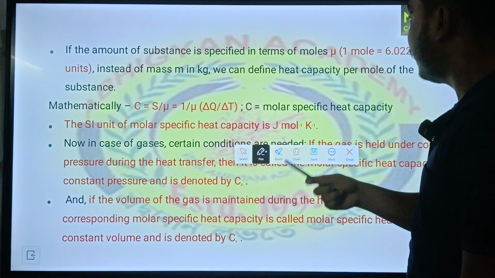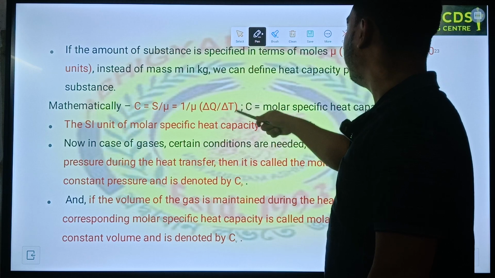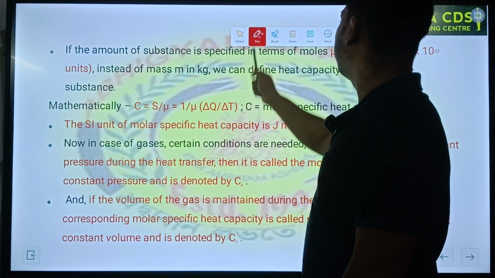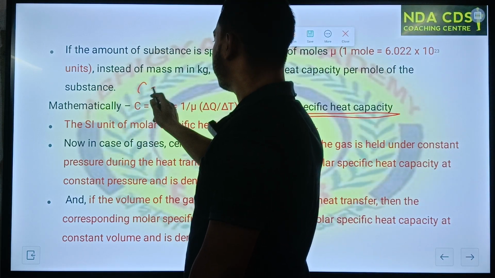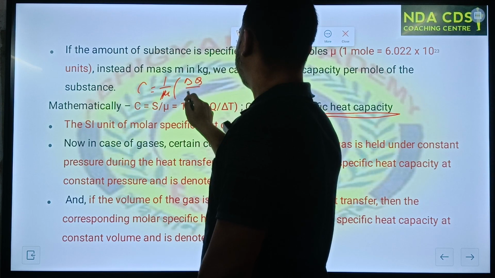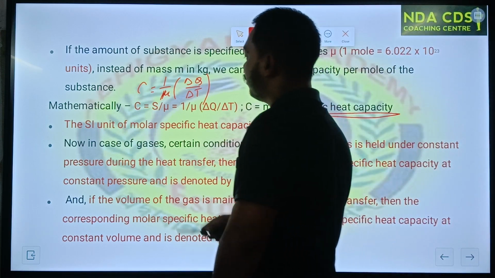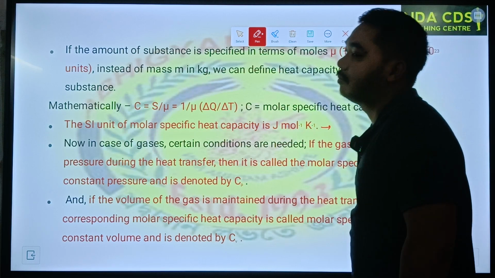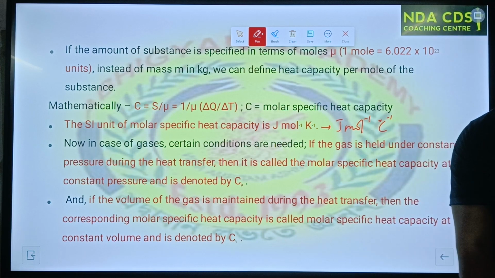Okay. So in that case, how do we define the heat capacity per mole? When the mole is used instead of mass, then we call it the molar specific heat capacity. The formula remains the same. Just in place of mass m, we replace it by mu, which is moles, and then everything is the same. And in the SI unit of molar specific heat capacity, instead of kilogram, we use joule per mole per Kelvin, or sometimes they might also give joule per mole per degree Celsius, but it's the same thing.